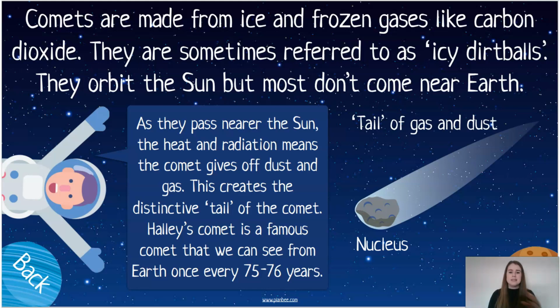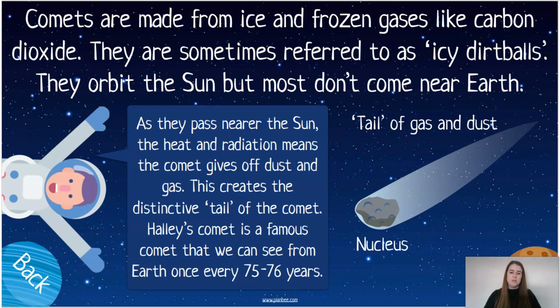Now, as they pass nearer the sun, that heat and radiation means the comet gives off that dust and gas, because it creates almost like a temperature change. That's what gets that tail, so that's what we look at when we see shooting stars. That gas has been heated up from the sun and almost propels it, and that's what you can see trailing behind it. The reason why we call it a tail is because that's what it looks like. It follows the nucleus, doesn't it?